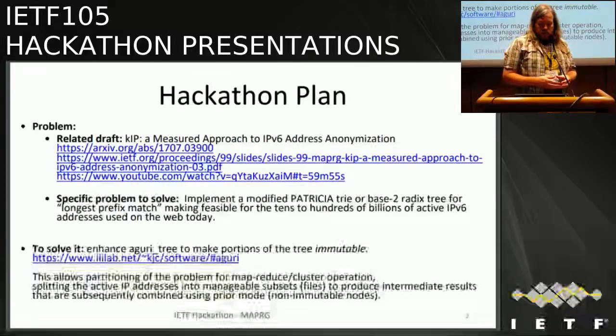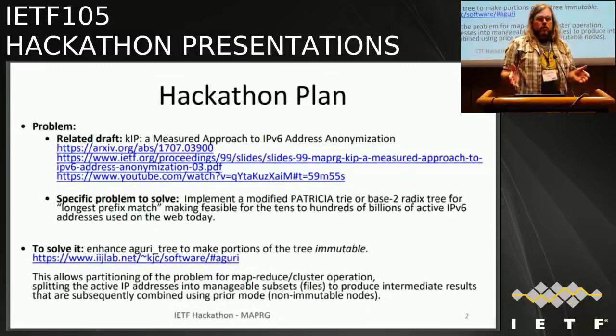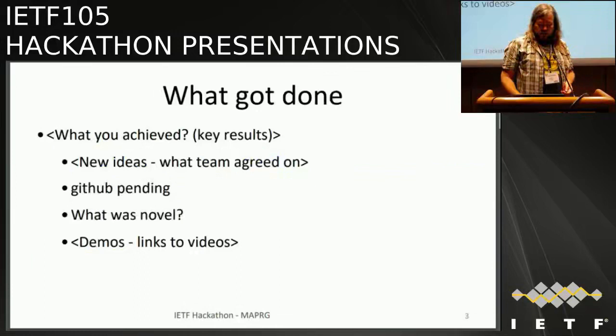So, to solve it, we decided to take an existing code base in C, the Aguri tree, which is an implementation of Patricia tree, and make portions of the tree immutable. And I'll show you why that solves the problem. Basically, it allows you to solve the problem by partitioning it. You can partition the set of addresses arbitrarily into small sets. You can put them on a cluster, and you produce an intermediate result where you can capture the state of the tree as you're performing some operation on it, and then do it iteratively.